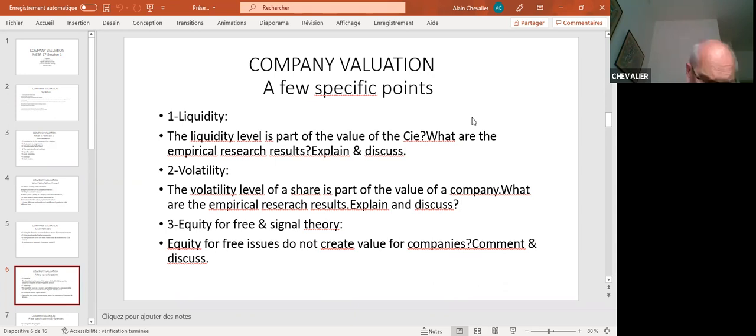For example, this is an element we have to take into account when we make calculations based on listed companies and you want to find a value for a company which is not listed. It means, of course, if the company you want to value is not listed and you use multiples coming from a listed company, you have to deduct this liquidity premium.